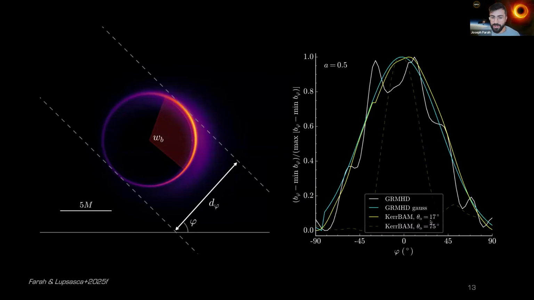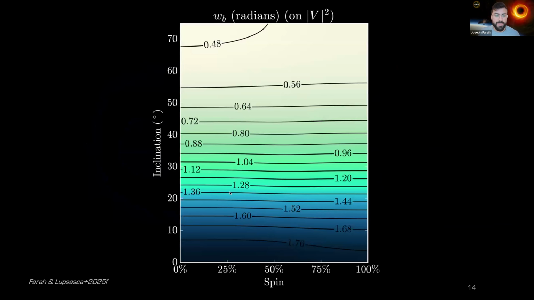And then this orange curve is a KerrBAM simulation, so a semi-analytic simulation, at the same inclination. What you can see is that if we compare it to a different semi-analytic simulation at a very different inclination, it's very distinguishable. We made these plots showing what this looked like across the Kerr parameter space, and it's remarkable how predictive it is for inclination.